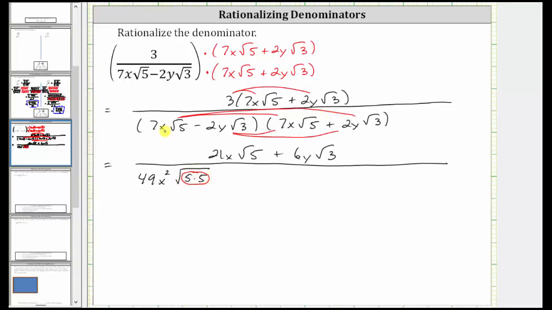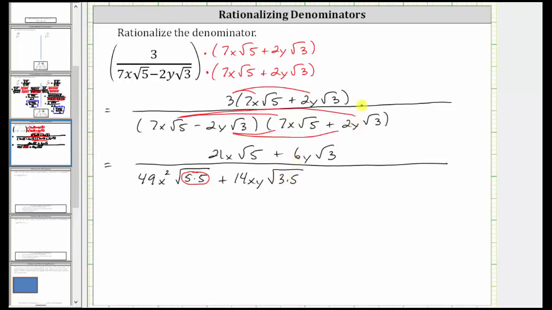For the next product, we have 7x square root 5 times 2y square root 3, which is going to give us plus 7x times 2y is 14xy. And then we have the square root of 5 times the square root of 3, which gives us the square root of 5 times 3, or if we want the square root of 3 times 5.